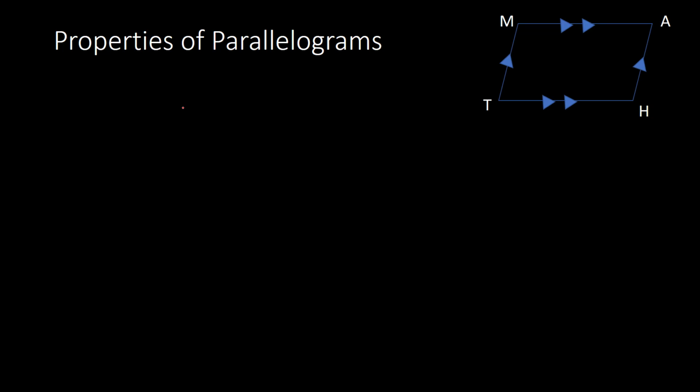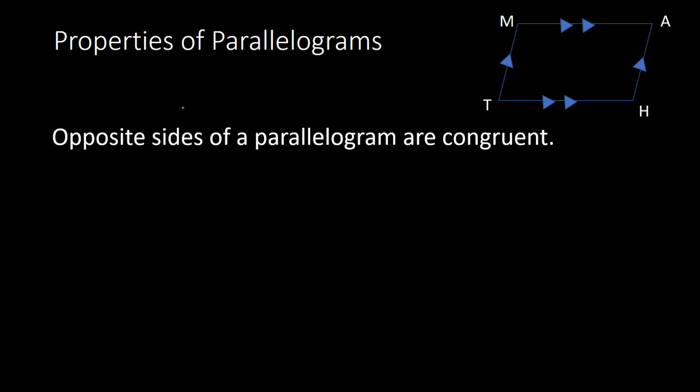Now, there are properties of parallelograms that you need to be familiar with. The first property says the opposite sides of a parallelogram are congruent. So, for example, we have MA and TH. Those are opposite sides. And with a parallelogram, those would be congruent, meaning they have the same measure. And then the other sides, MT and AH, would also be congruent.